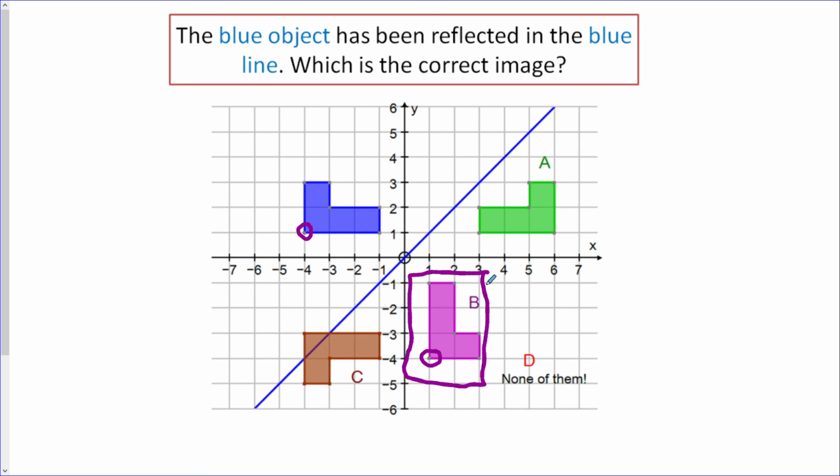Okay, and make sure even if you saw that right away that you have some idea of how you might explain that if somebody asked. So yes, B kind of just looks like a reflection, but you'd need to give some detail about why it is.